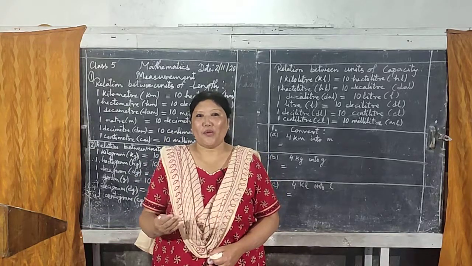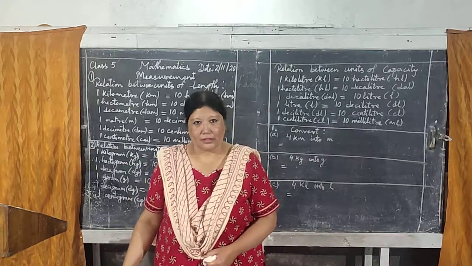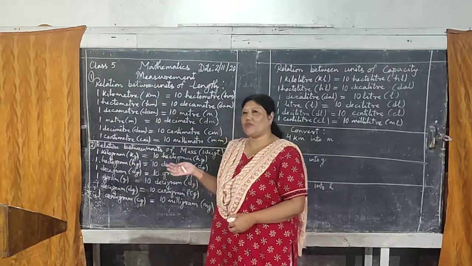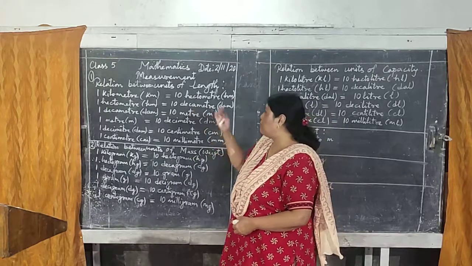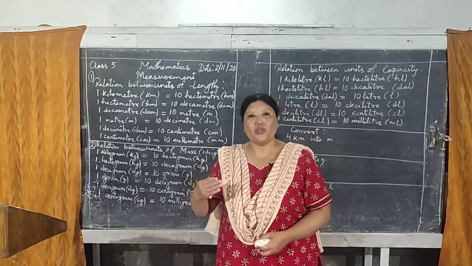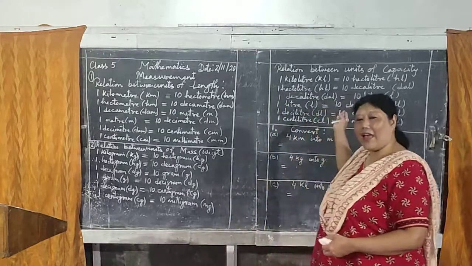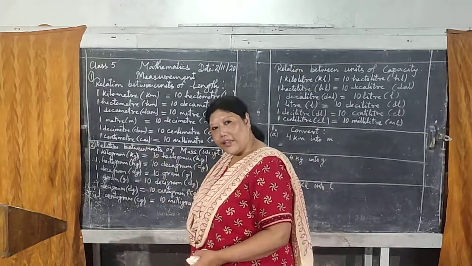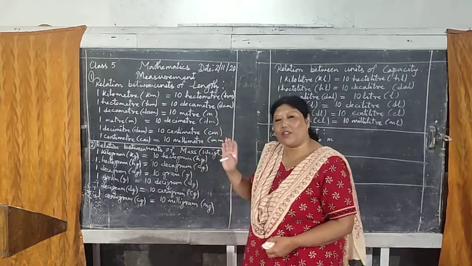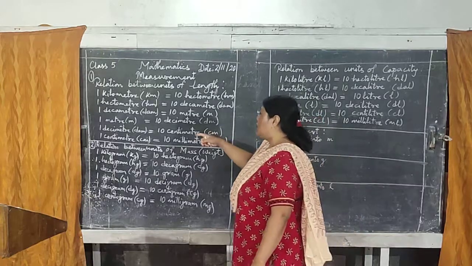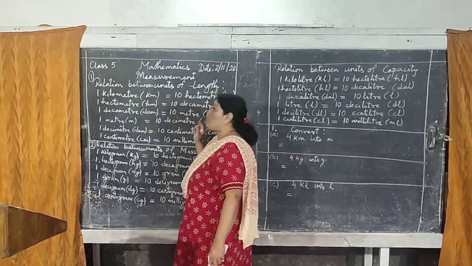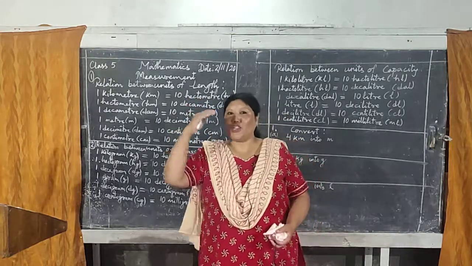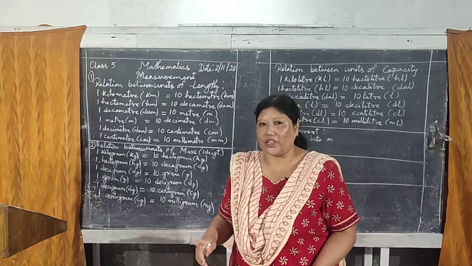I have again come with the same chapter, measurement. So, introduction we did last time. Now today we will do the relation between units of length, mass and capacity. I have told you what they are. Today we will discuss the relation. Relation means that 1 kilometer is equal to how many hectometers. These are higher units, standard units, lower units. I have discussed that already, isn't it?